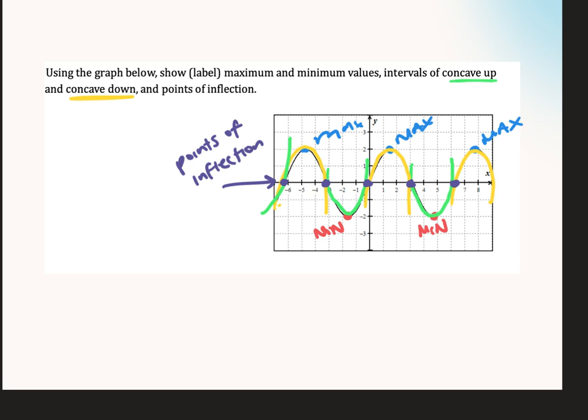Then your intervals of concave up and concave down. Concave up are all the green, all the U's. Concave down are all the yellow, all the N's. And then the points of inflection are where those two change. In this case, it was everywhere on the x-axis.